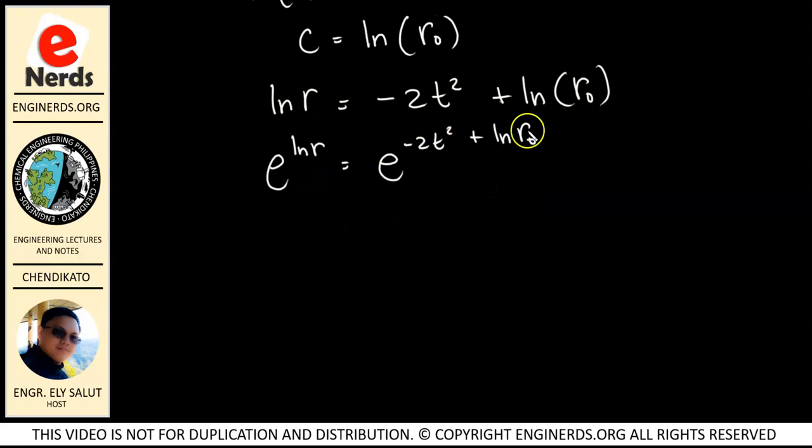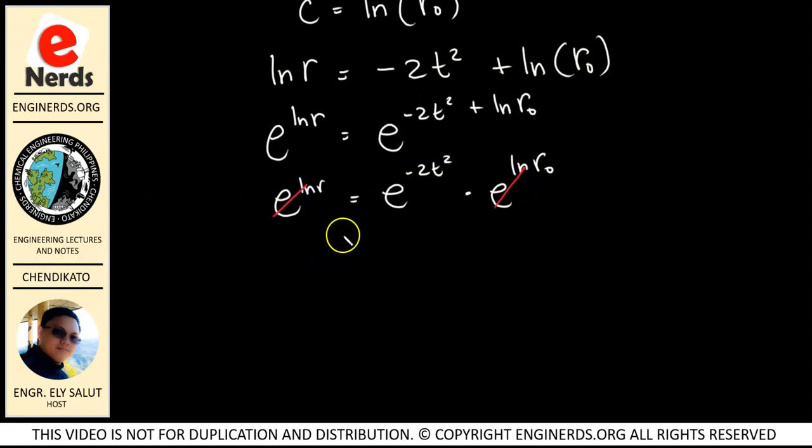Now, using the property of exponent, we will have e^(ln r) is equal to e^(-2t²) times e^(ln r₀). Okay? So, all of our e raised to ln will be cancelled. Basically, ang maiiwan sa atin dito is r is equal to r₀. Ito muna unahin natin dahil maka-cancel yung e to the ln. So, maiiwan dito is r₀, then e^(-2t²). Okay, so this is our final answer in here.